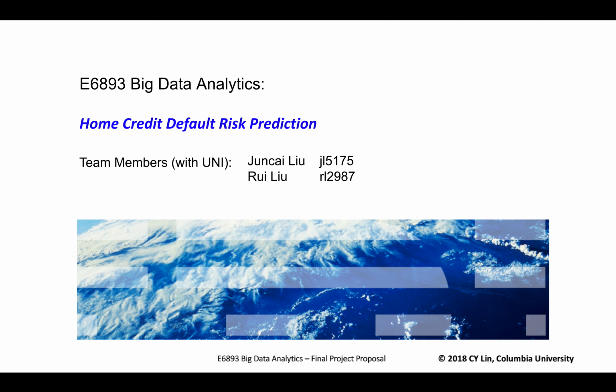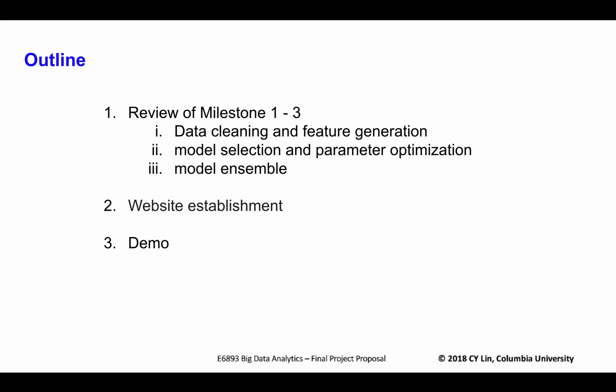Our group topic is home credit default risk prediction. It is to predict the default rate, whether one may or may not return the loan he borrowed from the company. Here is our outline. First, we will give a brief introduction about what we did from milestone 1 to milestone 3. Then we will introduce the web page establishment. Finally, we will present a demo for our final project.